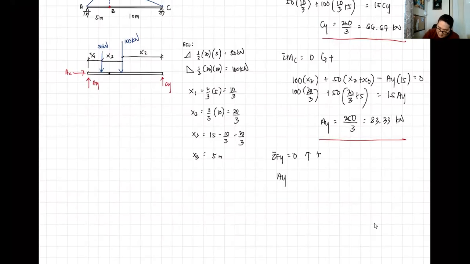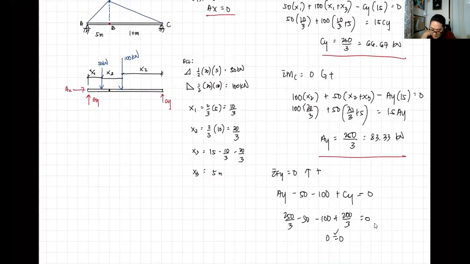We have Ay minus 50 minus 100 plus Cy is equal to 0. So, Ay natin is 250 over 3 minus 50 minus 100 plus 200 over 3 is equal to 0. So, 250 over 3 minus 50 minus 100 plus 200 over 3. That is exactly equal to 0. Okay? Therefore, yung support reactions natin are correct. Okay?